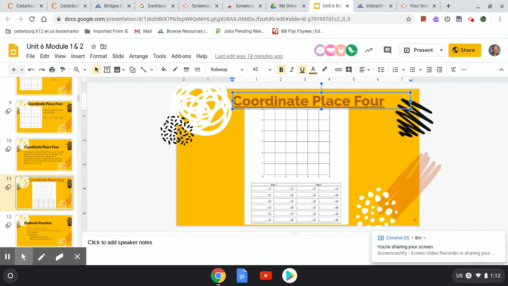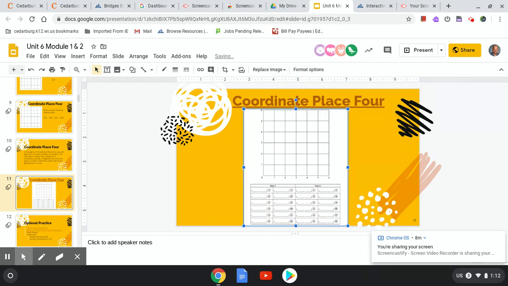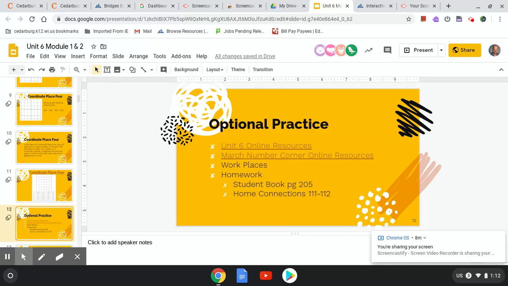Look for that worksheet on your digital document to be able to download and play with a friend. All right, so today, make sure you play the game Coordinate Place 4. Go ahead and post on Seesaw what you thought the easiest part and the most difficult part of the game were. You also still need to make sure you complete your student book, page 205, and then your home connections 111 and 112.